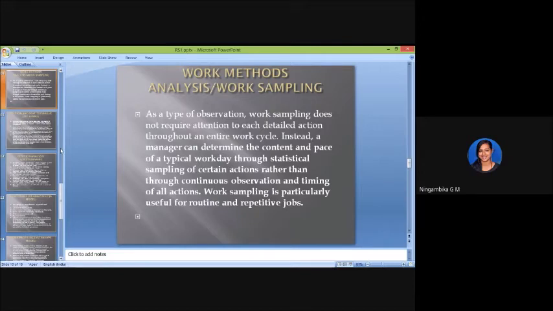Work sampling is particularly useful for routine and repetitive jobs. So which routine jobs are there? They will try to gather the information for that particular job. This method is suitable. I repeat, as a type of observation, work sampling does not require attention to each detailed action throughout an entire work cycle. They will gather as much information as possible in the routine jobs and put it in a statistical format. That is called work method analysis, or work sampling.